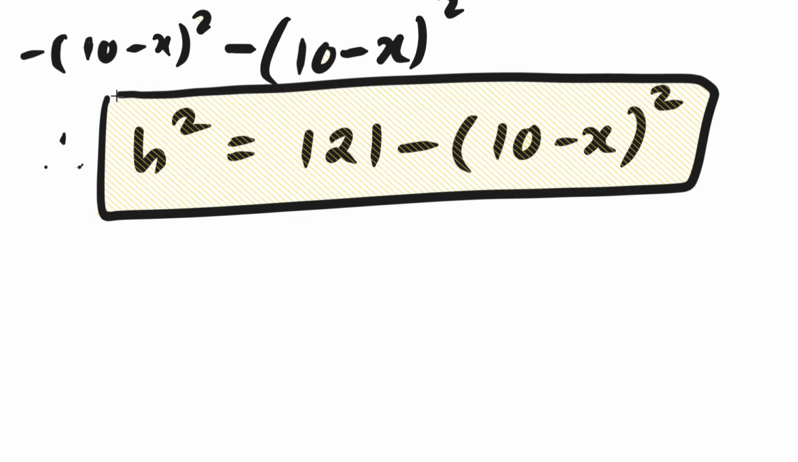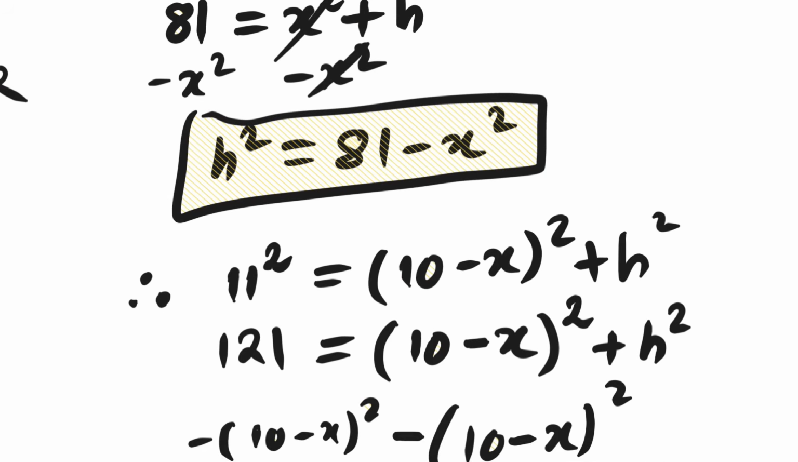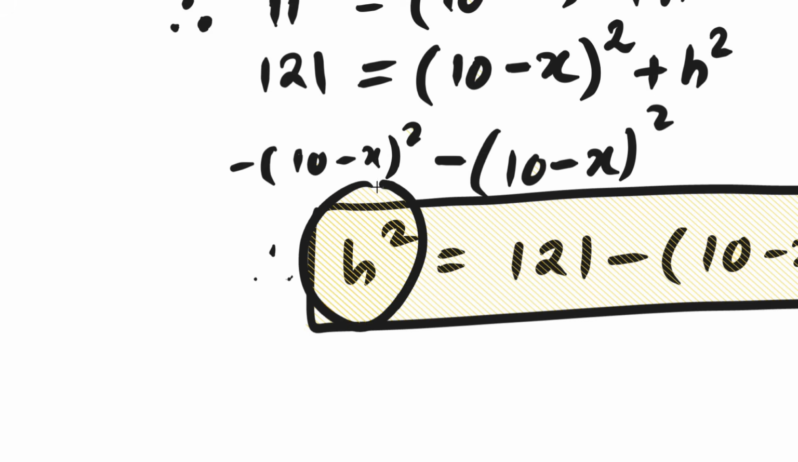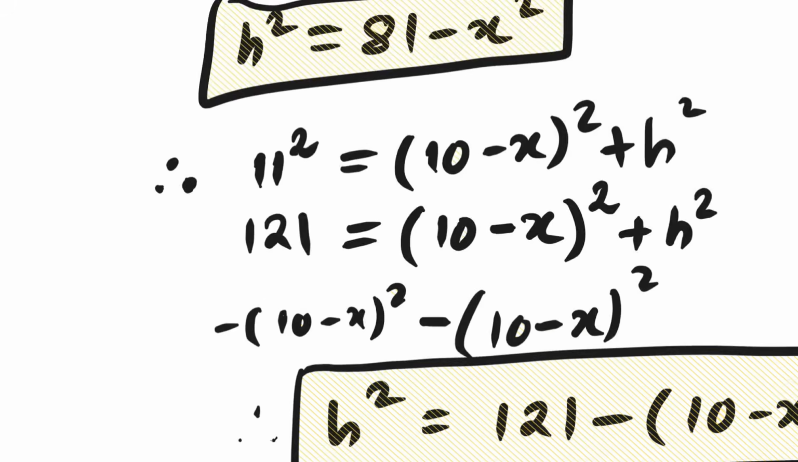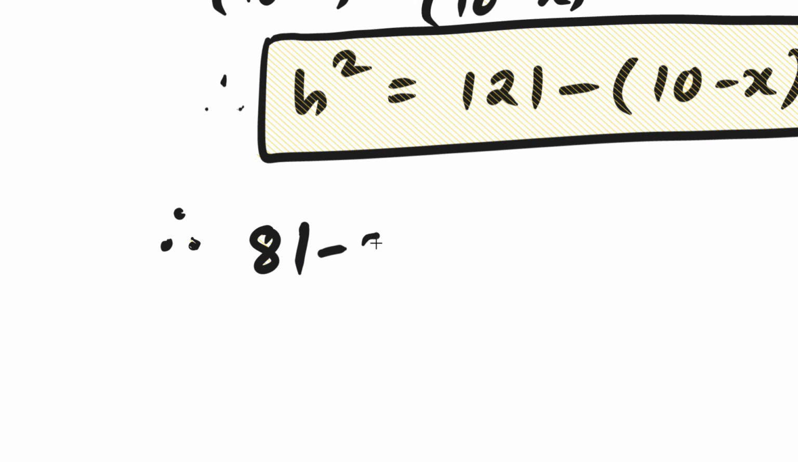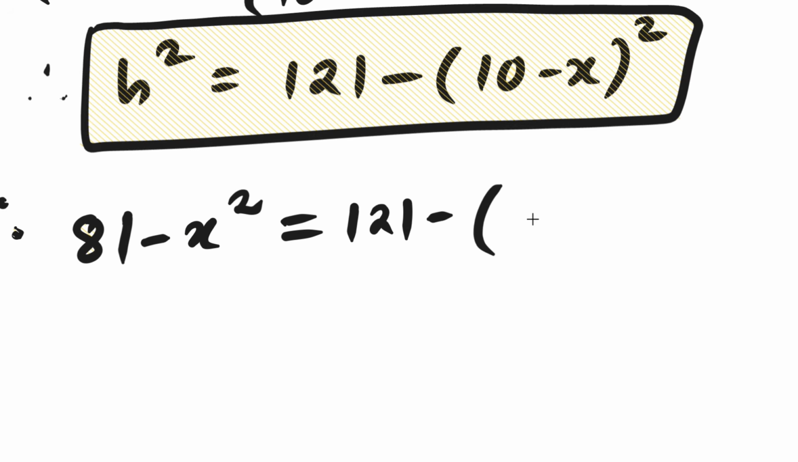Now, notice something very useful. Both equations give us a value for exactly the same quantity, h squared. Therefore, the right-hand sides must be equal. So we can set them equal to each other. We get 81 minus x squared equals 121 minus the quantity 10 minus x, whole squared.